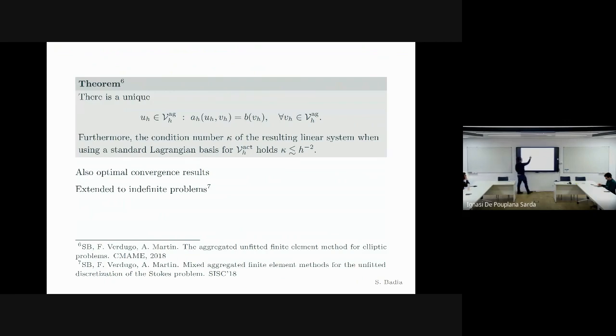What we did was to modify the spaces. With this we're able to prove stability, error estimates, and condition number bounds that are the same as the ones we would get with the body-fitted finite elements. We also extended all this machinery to indefinite problems. In this work here, we did it for a mixed finite element or Stokes problem, and we're able to prove that you can also get inf-sup conditions when you have this kind of aggregated spaces for velocities and pressures.